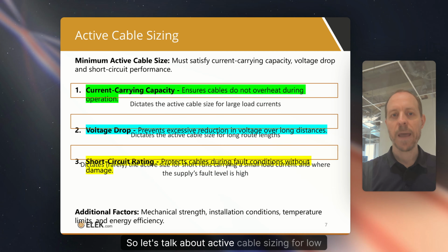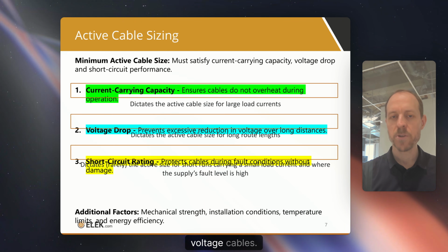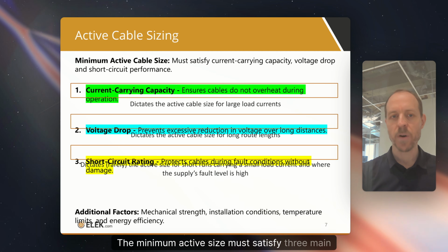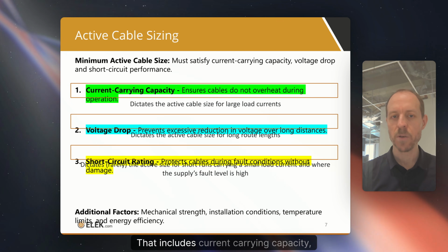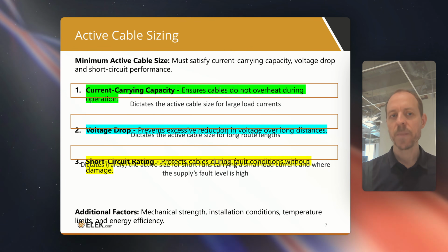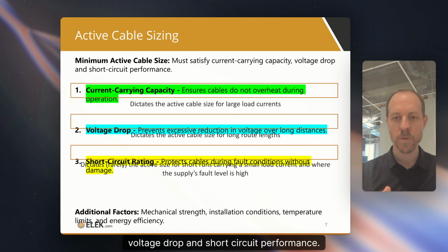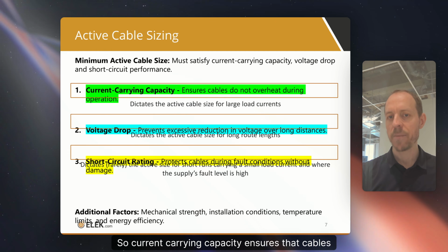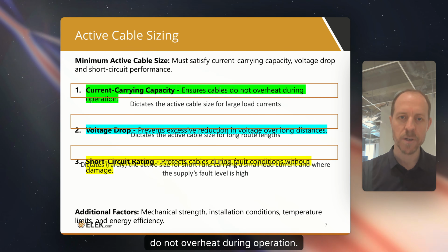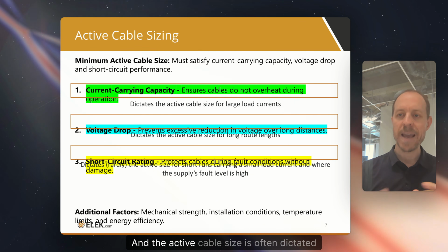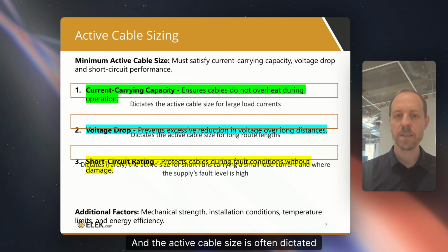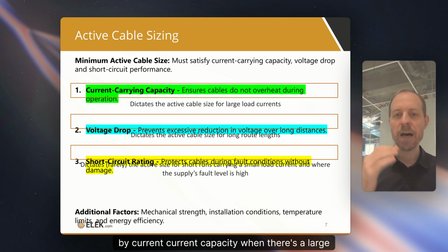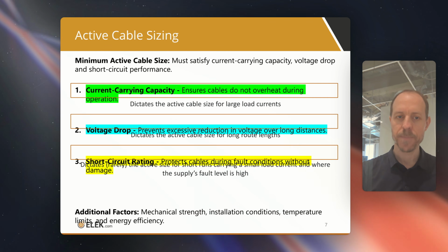So let's talk about active cable sizing for low voltage cables. The minimum active size must satisfy 3 main criteria. That includes current capacity, voltage drop, and short circuit performance. Current capacity ensures that cables do not overheat during operation, and the active cable size is often dictated by current capacity when there's a large load current being carried.